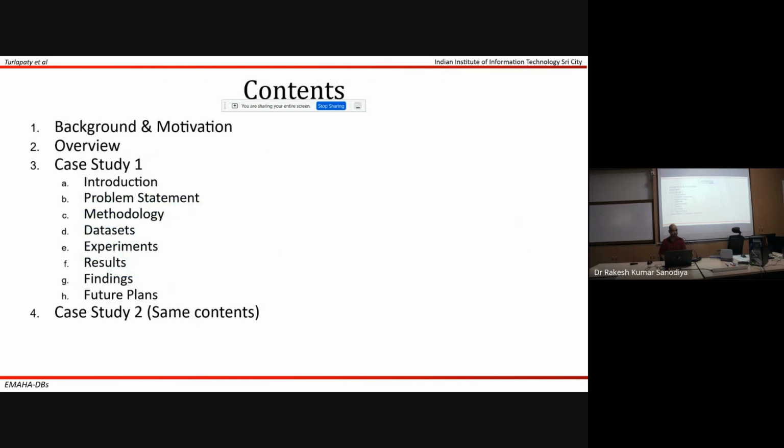So the contents for today: we'll start with the background and motivation, especially about the work being done at our lab and an overview of the different types of human activities that we are interested in. And we will present 2 case studies. The contents for the case studies are given here. The same contents are followed for both the students.